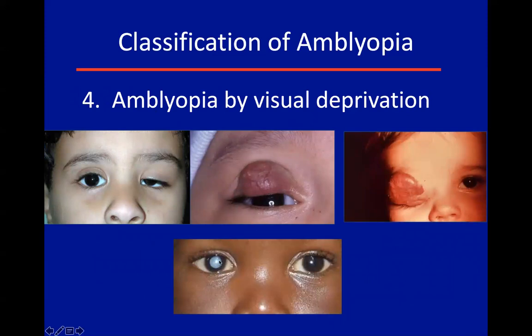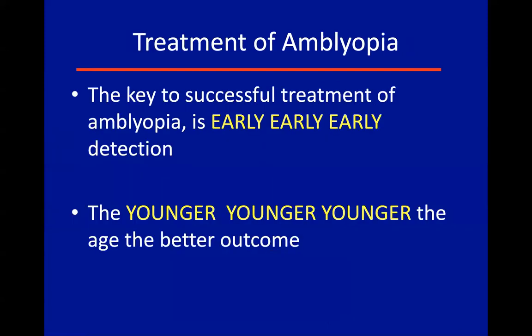So it can either be due to a cataract, it can be due to a ptosis, it can be due to a hemangioma, and God forbid, a retinoblastoma. So all these cause amblyopia because the light is not going through the normal visual axis, as we talked about. So what's the treatment of amblyopia?